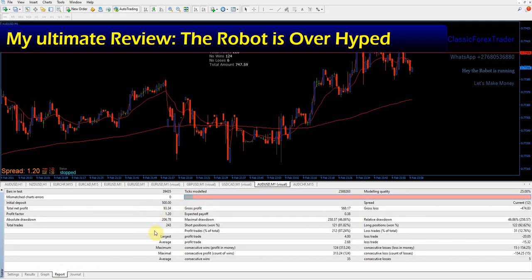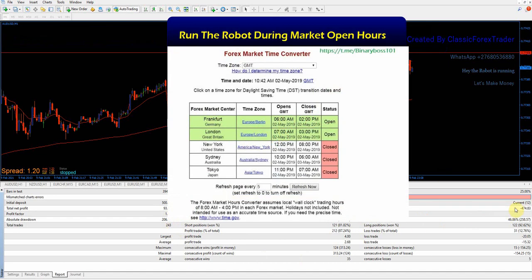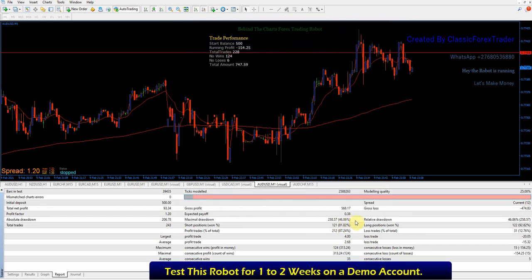It is affected by market factors such as news and economic events. So please run the robot when it is market open time. For example, run the robot on Euro US dollar currency when it's London market open. Stop the robot during the news hour or when the market closes. First, test this robot on a demo account for 1 to 2 weeks before going on a real account. This will help you know what to expect of the robot.